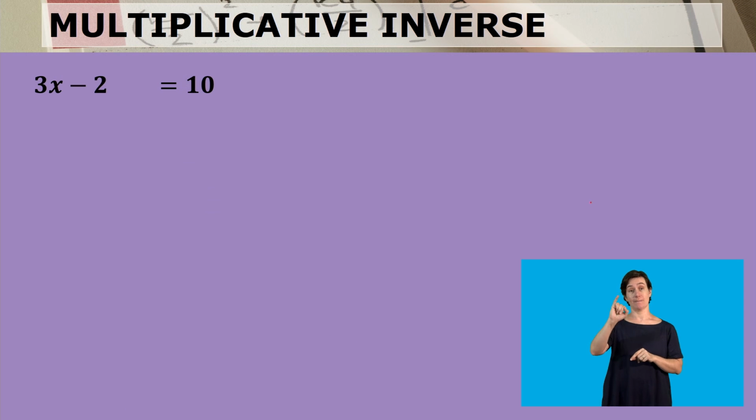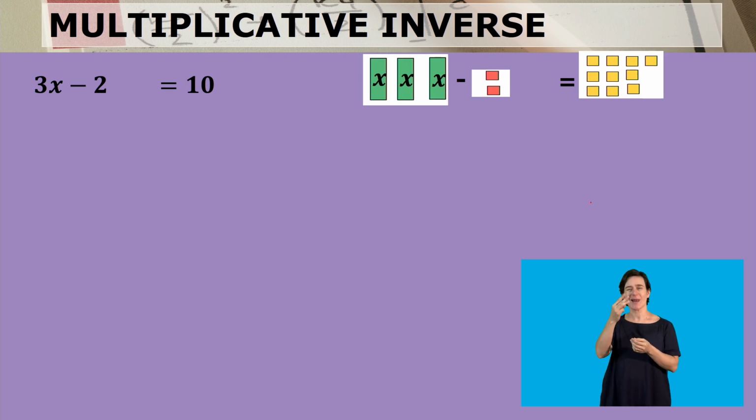To explain multiplicative inverse, we are going to use this expression 3x minus 2 equals 10. But we are also going to use a model so that we understand better. So when it says 3x, it means that we've got 3 boxes that have x. And where it says minus 2, we are going to have 2 red boxes that are subtracted from the 3 x's. And on the right hand side, we have 10. So 10 will be represented by 10 yellow boxes.